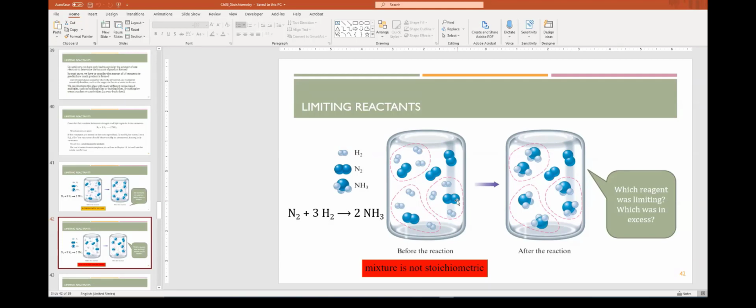A vitally important thing to grasp: if this reaction goes to completion, as we're going to expect, the limiting reactant is completely used up. Its concentration is 0 at the end of the reaction. We have none of it. And that's what we see with hydrogen. We have no hydrogen left at this point.